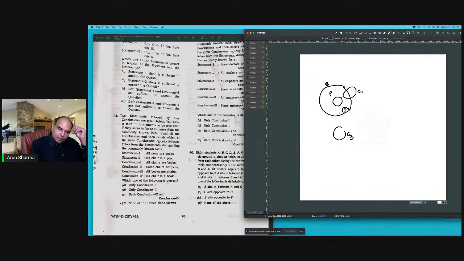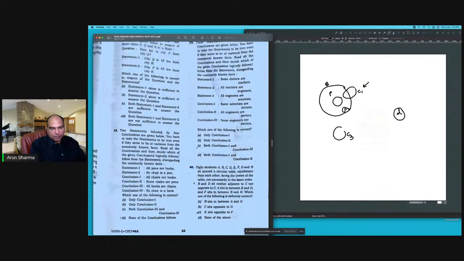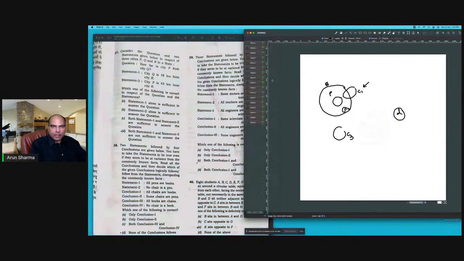So no chair is a book. That's also not possible, not necessary because C1 mein nahi hai. So conclusion 1, 2, 3 or 4, charo mein se koi follow nahi kar raha. Option D is the correct answer. 39 dekh lete.